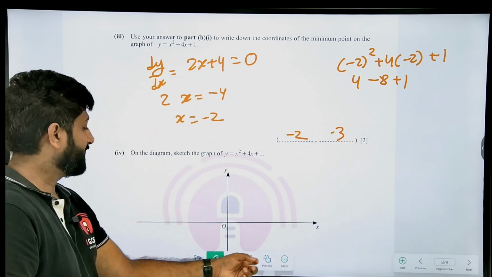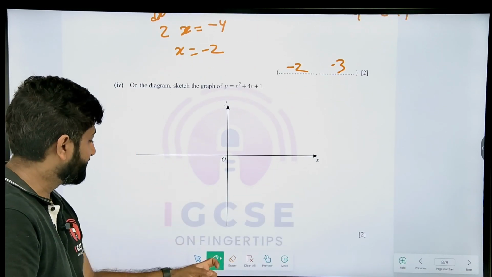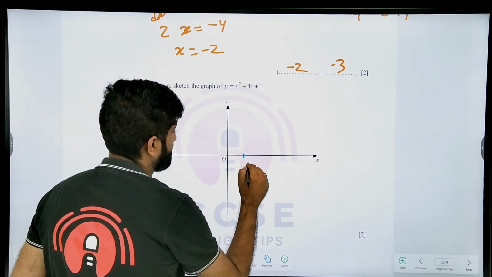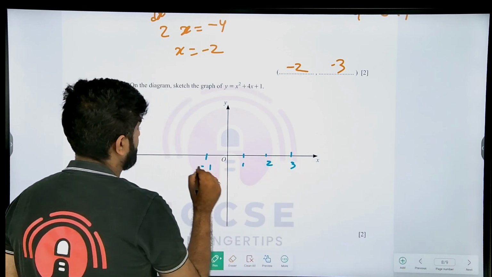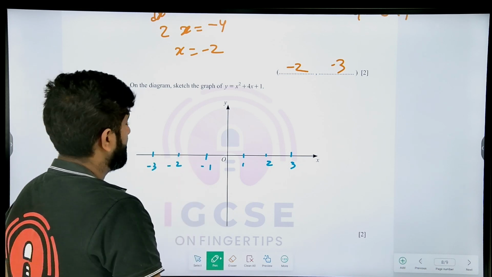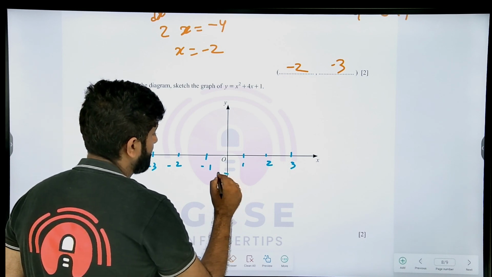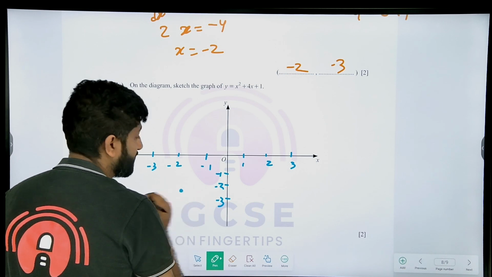Right. So now I also have my turning point. Now what am I supposed to do? I am supposed to sketch the graph. Let's say this is 1, this is 2, this is 3, this is negative 1, this is negative 2 and I have negative 3. Now what is my turning point? The turning point is negative 2 comma negative 3. So I'll have my turning point over here.